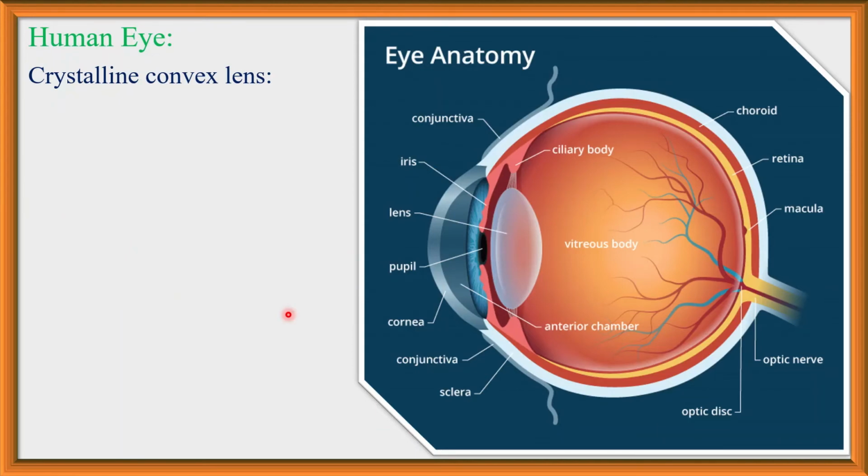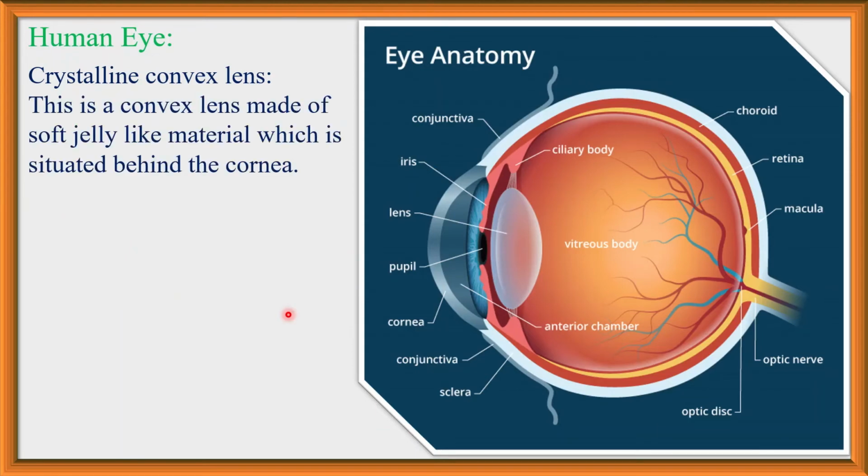Crystalline convex lens. This is a convex lens made of soft jelly-like material which is situated behind the cornea. This is the eye lens and it is a convex lens. You know, there are two types of lens, convex lens and concave lens. This lens is a convex lens.